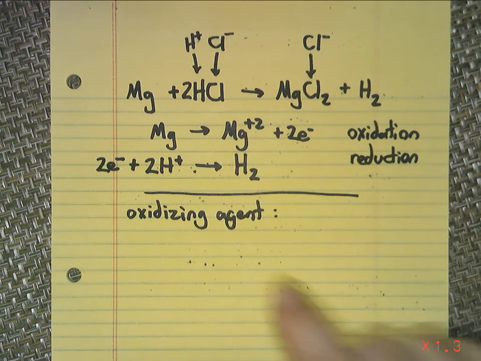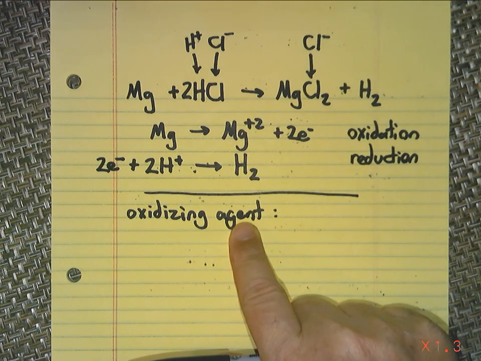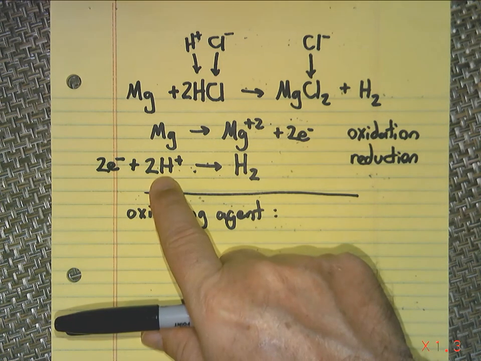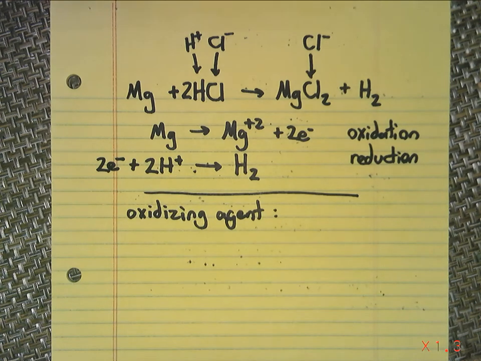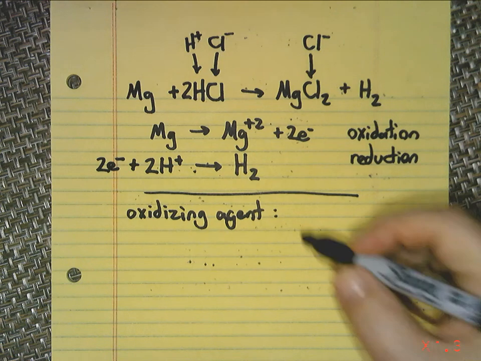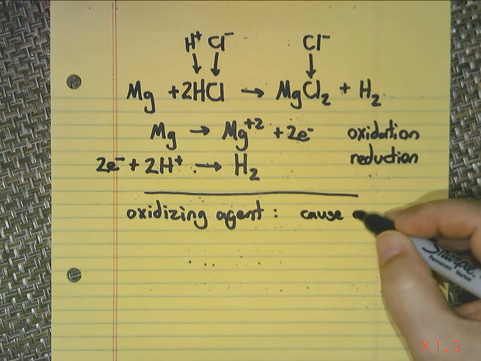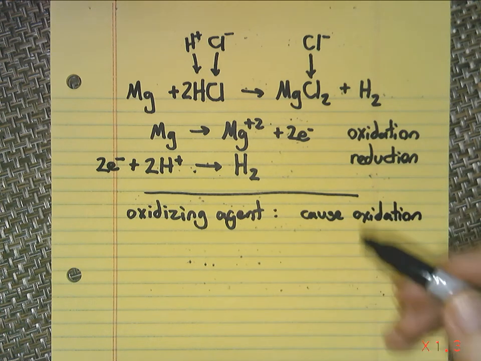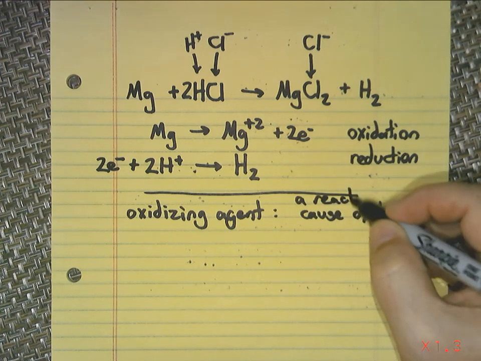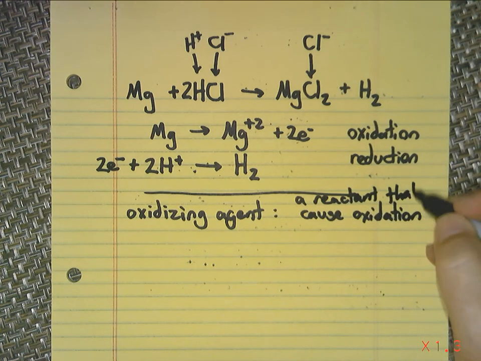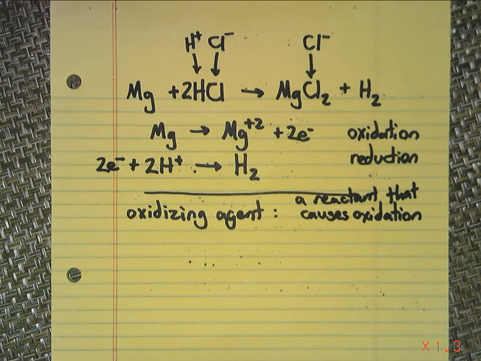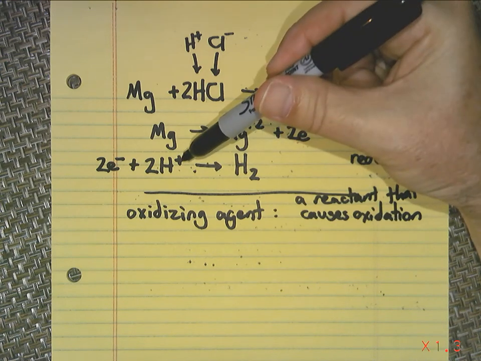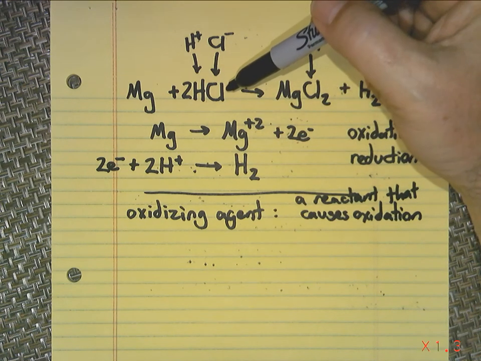An oxidizing agent is a thing that causes oxidation to occur. This is the oxidation. What causes it to occur are the hydrogen ions. So these hydrogen ions are the oxidizing agent. An oxidizing agent is a reactant that causes oxidation. So we got 2 reactants here. You could either say the hydrogen ions cause the oxidation or the HCl causes the oxidation.